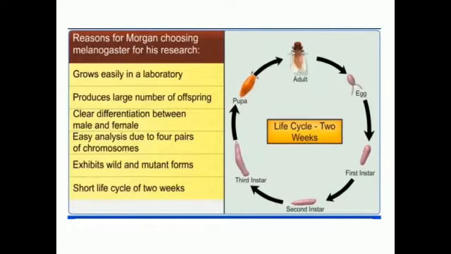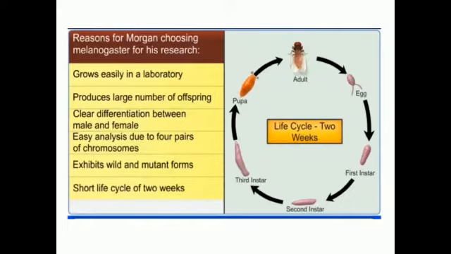That means they are sexually distinguishable. That means we can easily recognize which one is the male Drosophila and which one is the female Drosophila. And another reason why he chose Drosophila melanogaster is that this tiny organism has 4 pairs of chromosomes, making the analysis easier for Morgan.